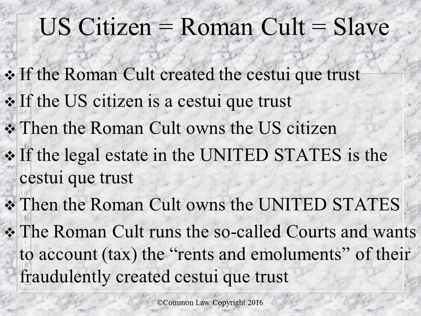And the Roman cult runs the so-called courts, it just said it did, and wants to account or tax the rents and emoluments of their fraudulently created sestike trust. That's what it says.